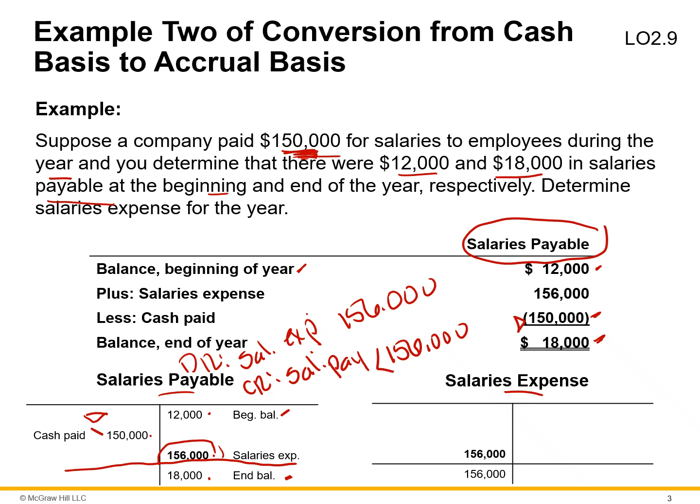This is a credit. So that's how, by knowing that my salaries payable was credited $156,000, I just know that my salaries expense would have had to be debited. So my salaries expense is $156,000 under the accrual basis.